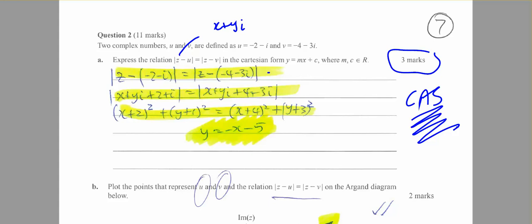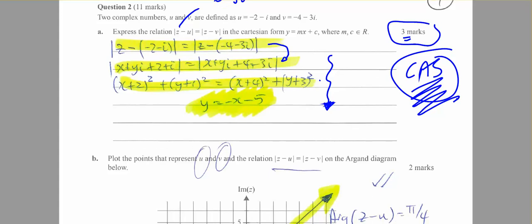So I've gone from here to here, then from here I've just jumped on my calculator and expanded, then simplified and solved for y. Don't do working out by hand when you've got a CAS to assist you, but of course have enough of the information along the way that's going to get the marks.